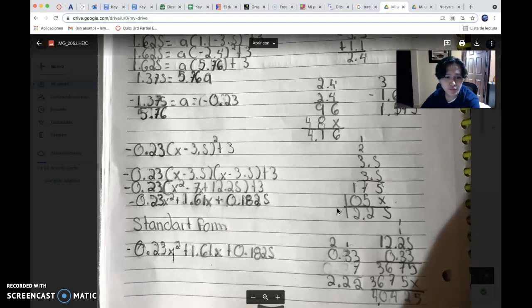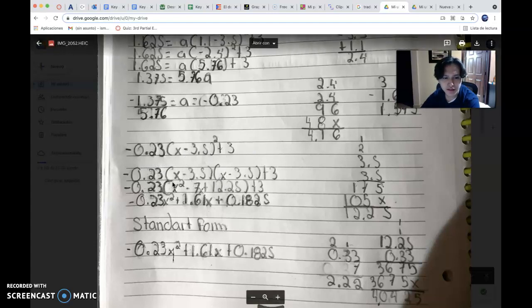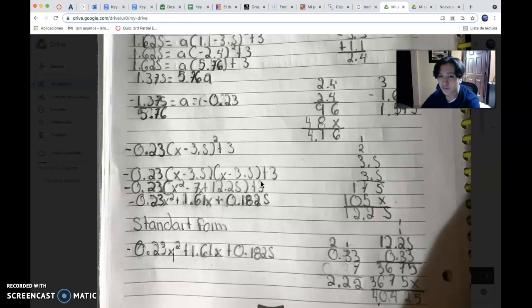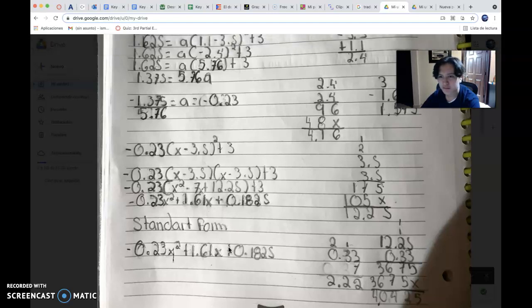Then I put it in standard form because I have it in this form. I do the multiplication of the same numbers. I got this. Then I multiply it by this, and I do the subtraction of these two, and I got this, and that's all.